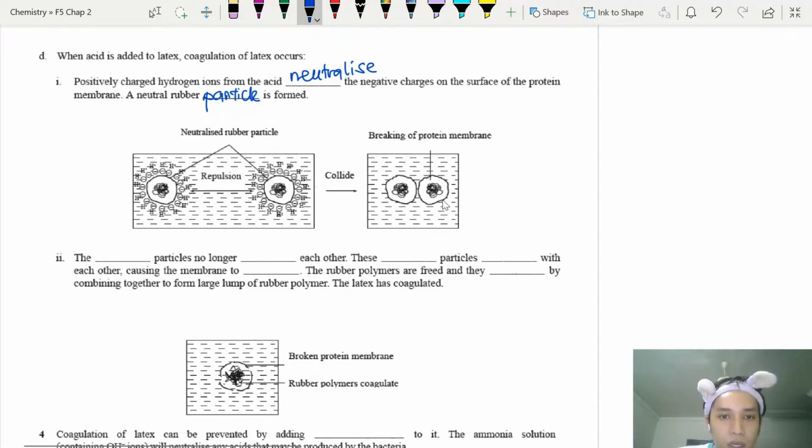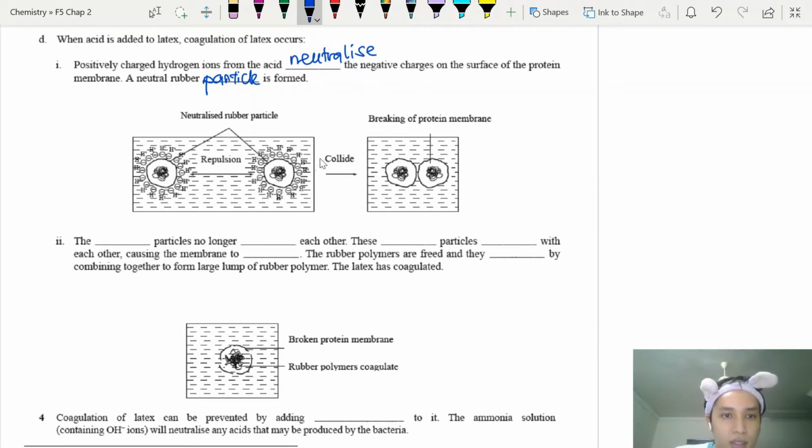Now after it is neutralized, since these are particles, they are going to constantly move in the liquid. As they constantly move and then collide, the protein membrane here will break. As the protein membrane breaks, the rubber molecules inside can come out and then they can stick together.